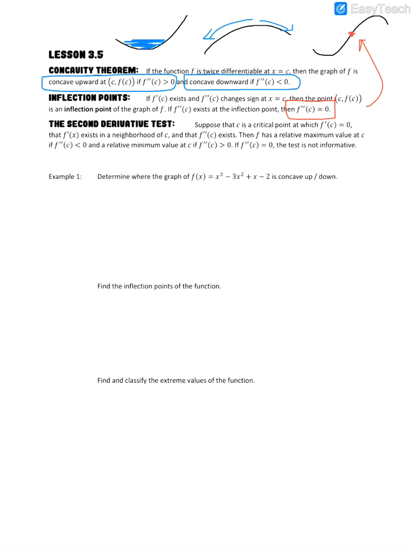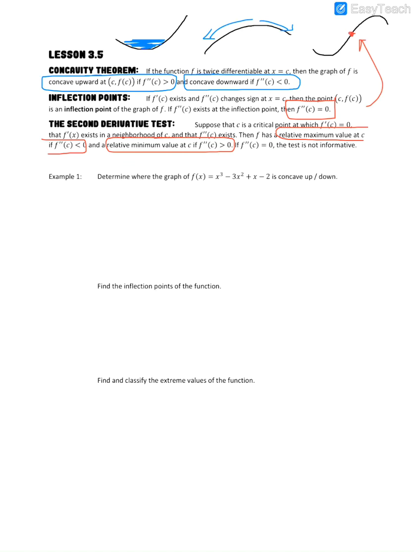If the second derivative at that point is negative, then we have a max. If it's positive, then we have a min. Okay, and that should make sense to you because think about it. If you are concave up at that point, that's a minimum. If you are concave down at that point, that's a maximum. So that's where the positive or negative comes in with the second derivative. All right, let's try an example.